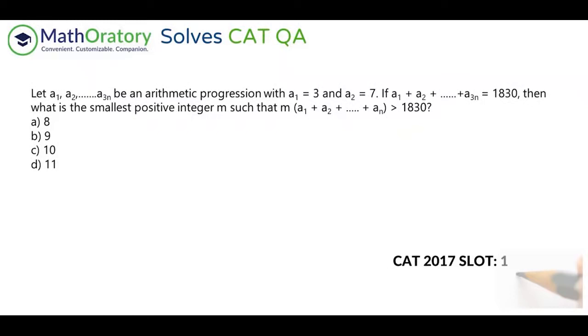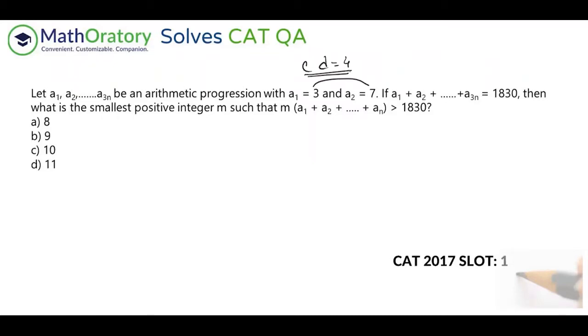Okay, so we have again an AP. In this case, the common difference is 4. So let me take a note of that. The common difference is 4 here. And so we have 3n terms. The sum of the first 3n terms is 1830.